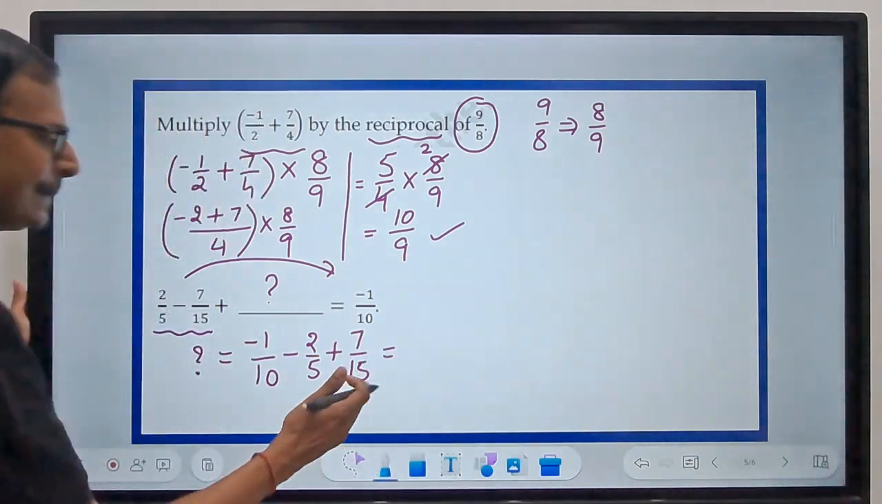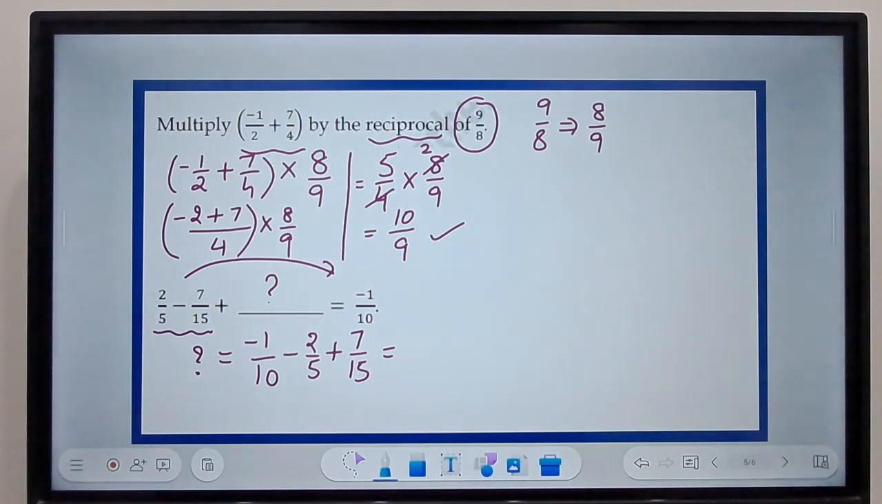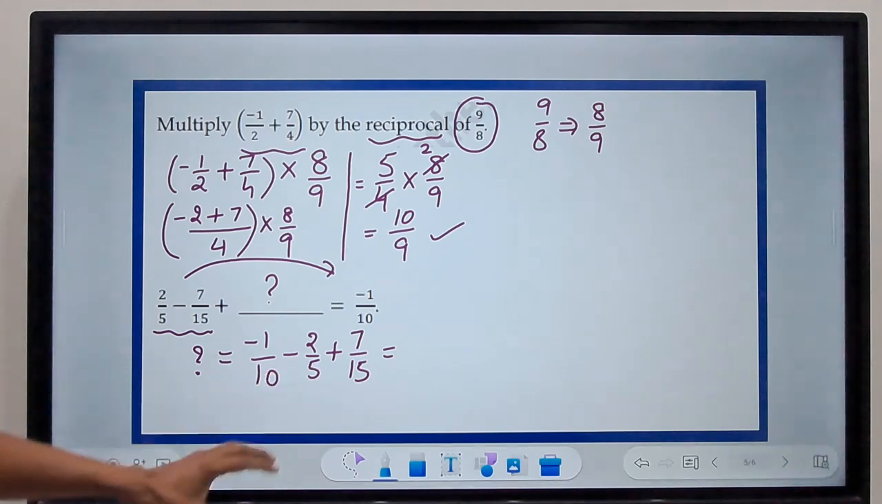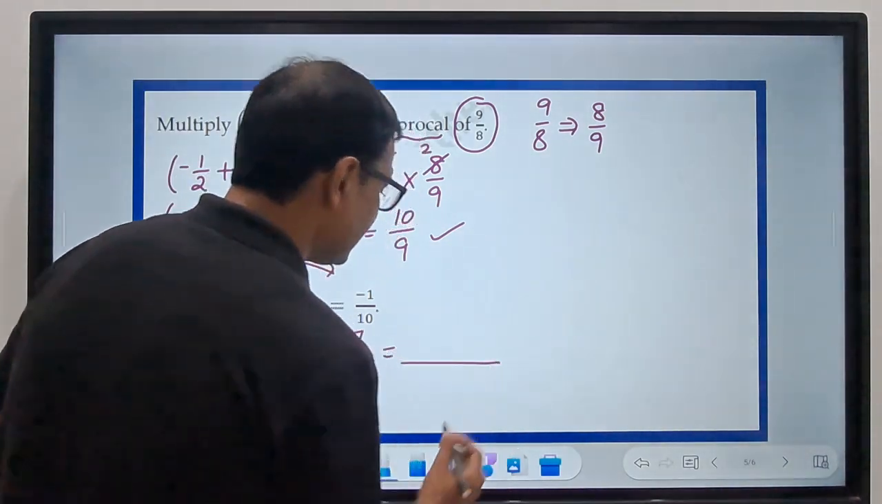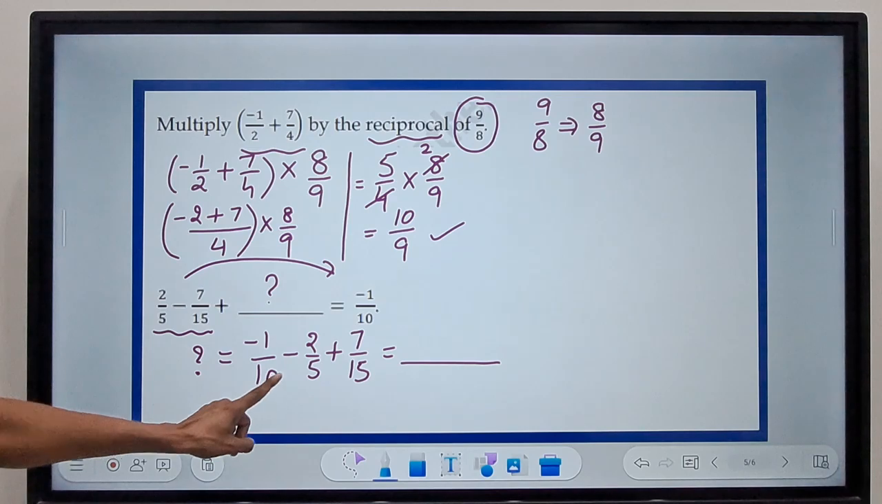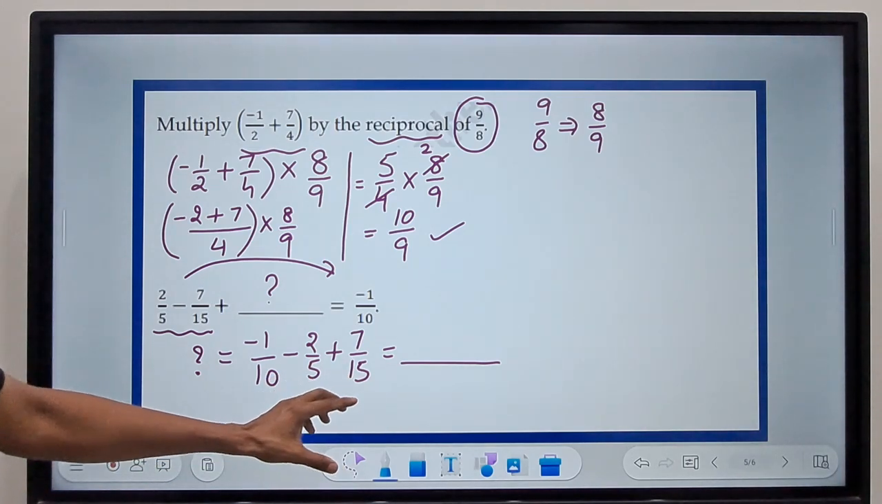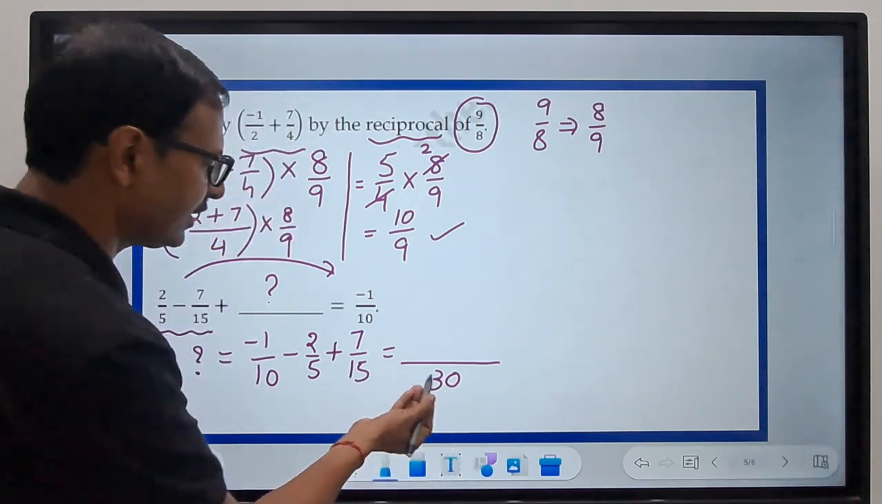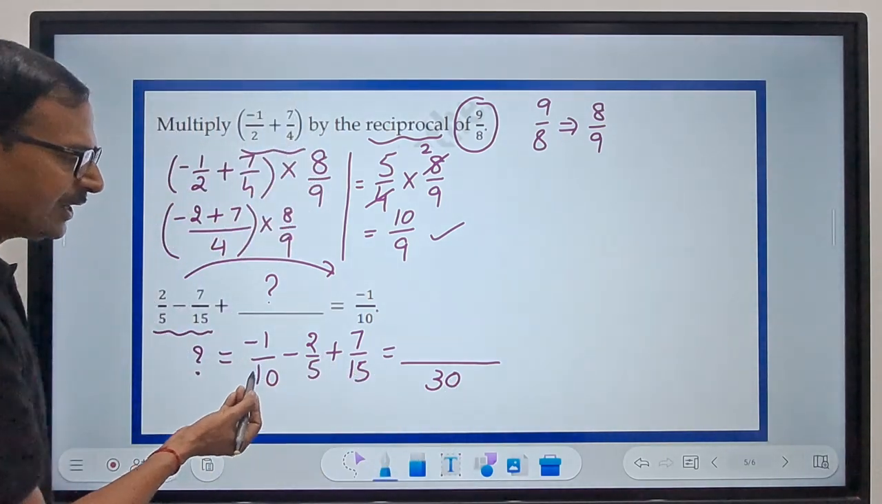And now again adding and subtracting fractions. These are all fractions which have a common factor between them. So you have to find the LCM, the common multiple of 5, 10 and 15. The least common multiple is going to be 30 only. 15 2 times is 30 and 30 is divisible by 5 and 10 also.